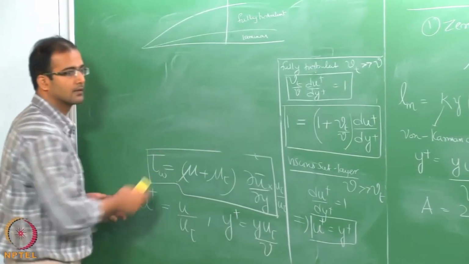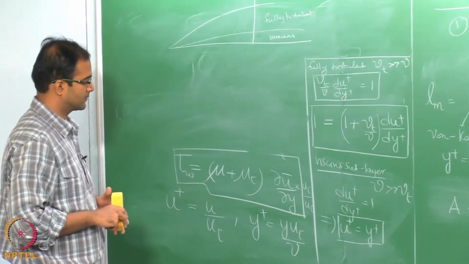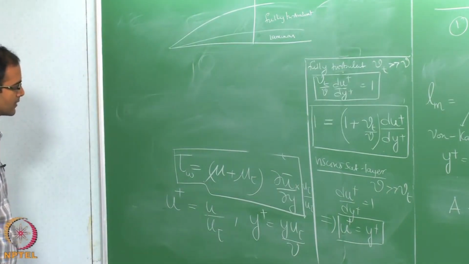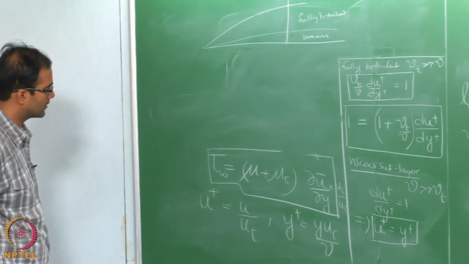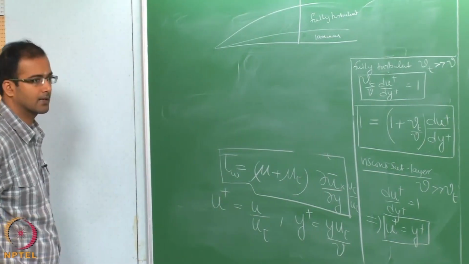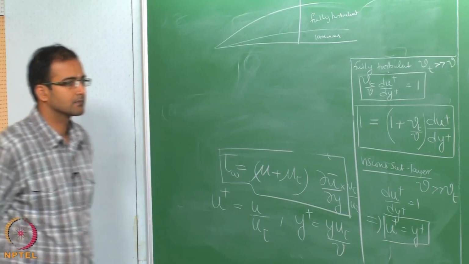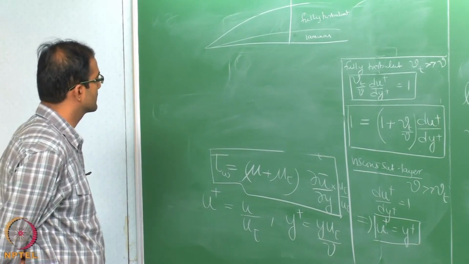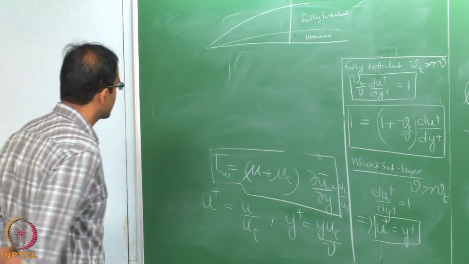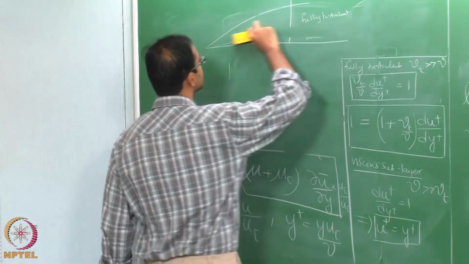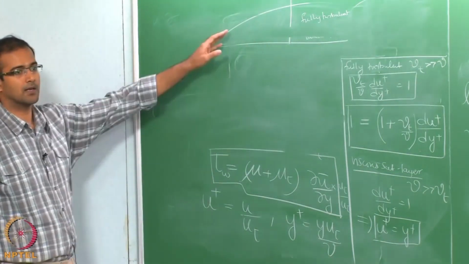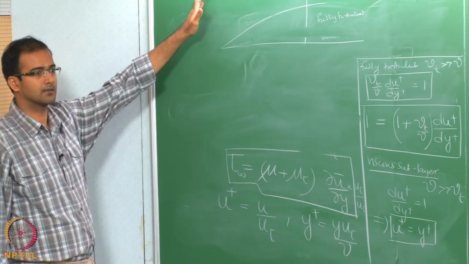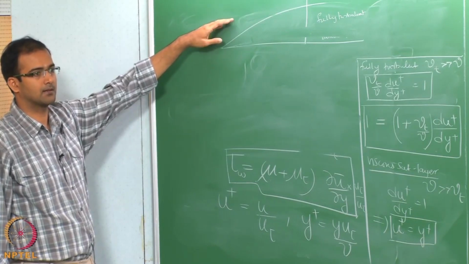So the tau wall we are equating to u tau square into rho. And then tau, only you will get u tau square into rho. Yeah, correct. But in the fully turbulent region, how can we use that? How can we use tau equal to tau wall? See, if you just erase this, the same wall shear stress will be felt, but you are considering only the turbulent boundary layer, not the laminar sublayer.